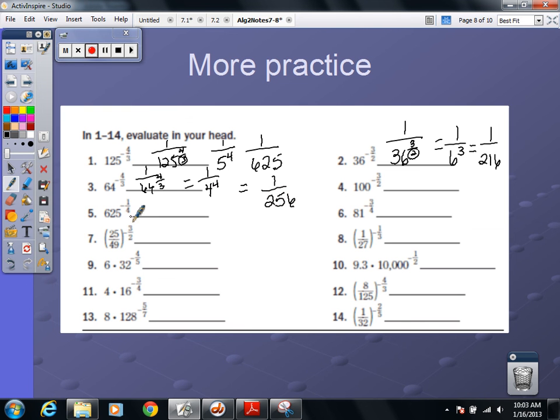Okay, 625 to the negative 1/4 power is 1 over 625 to the 1/4 power. 4th root of 625, or 625 to the 0.25.